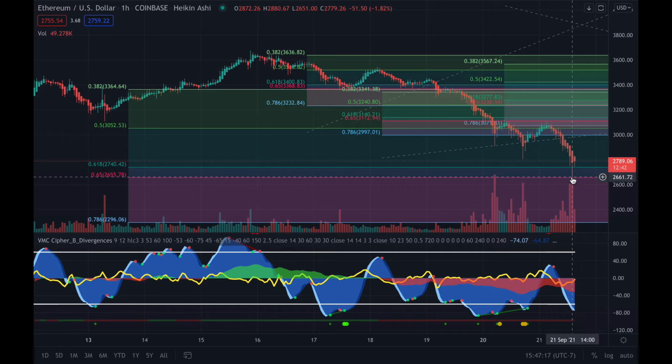You can see this bottom right here, it hit this line almost exactly. See that? See that bottom right there? And you see these two bottoms right here hit it almost exactly? That's not a coincidence. That's not an accident.